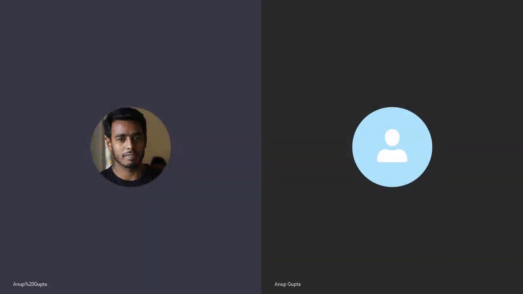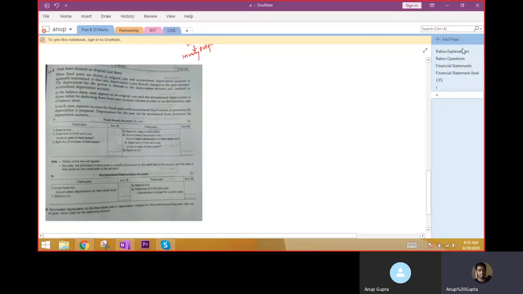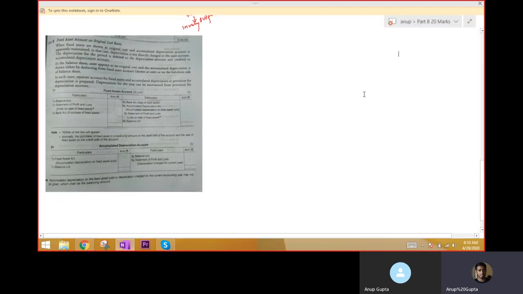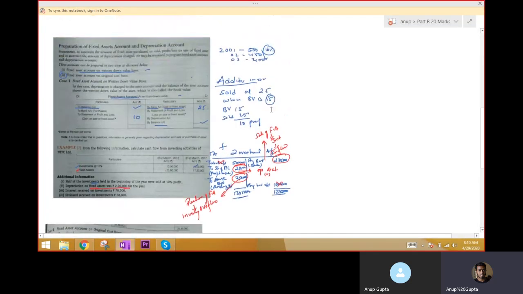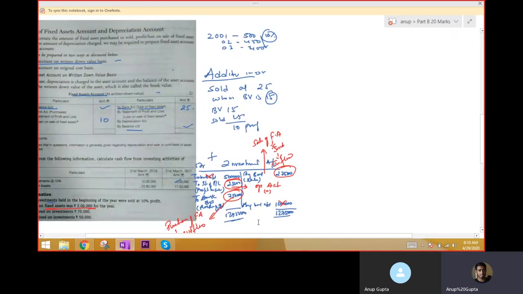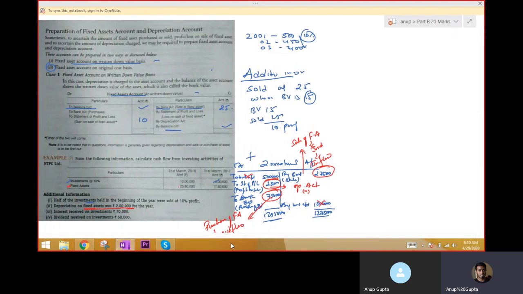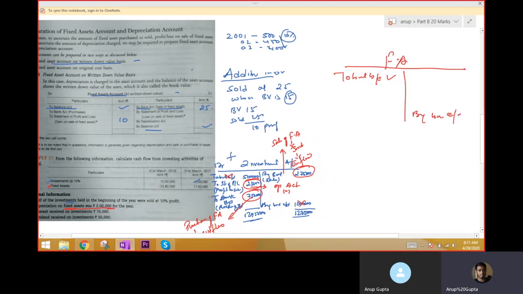So in the last video, if you remember, we have done adjustment of fixed asset and depreciation, where the depreciation is maintained on the written down value method, where the depreciation is decreasing every year. Where no separate account is maintained for depreciation, in such cases we made only one account, that is known as fixed asset account. Fixed asset has a debit balance, so we write to balance b/d for the opening balance, and by balance c/d for the closing balance.